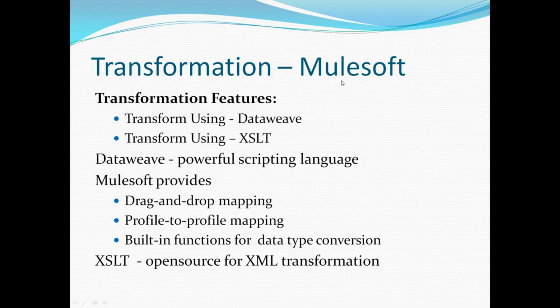Next, in MuleSoft, these are the transformation features available. The component is called Transform Message. In that Transform Message, we can use DataWeave or XSLT. DataWeave is a very powerful scripting language specific to MuleSoft. You can create your mapping in these DataWeave scripts, which are used for the transformation. MuleSoft provides drag and drop mapping and profile to profile mapping, and a lot of built-in functions for conversion in DataWeave. It supports XSLT as well.